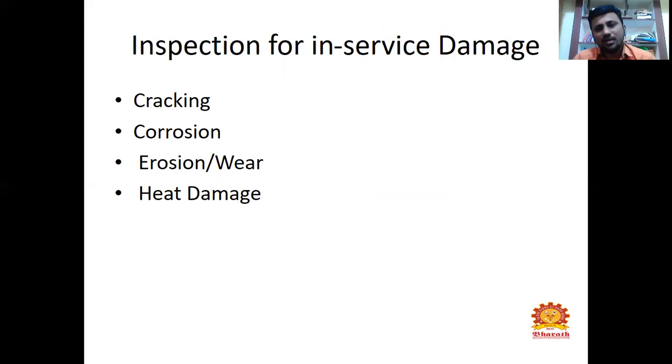Next, inspection for in-service damage. In-service damage means cracking. For example, sudden cooling in heat treatment may cause cracking, or additional load may cause cracking. Whether the cracking is minor or major, we can find it using NDT methods. The inspection covers cracking, corrosion, erosion or wear, how much has happened, and heat damage. These are the inspections for in-service damage.